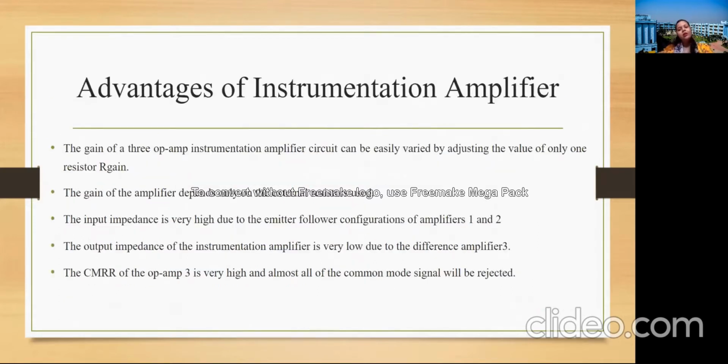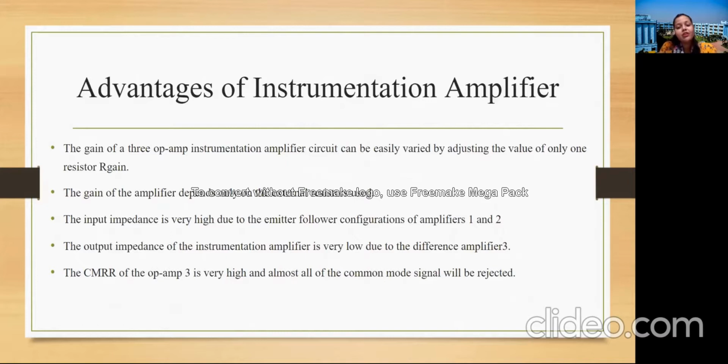Now what are the advantages? The gain of a 3 op-amp instrumentation amplifier. Why is it called a 3 op-amp instrumentation amplifier? When I come to the next slide, I can show you the circuit design of an instrumentation amplifier, and there you can see that it's designed using 3 op-amps. So it's also known as a 3 op-amp instrumentation amplifier.